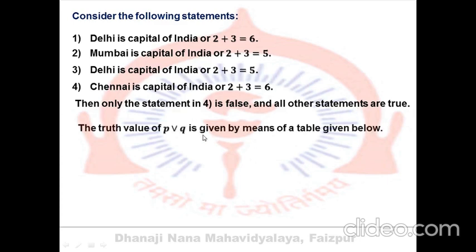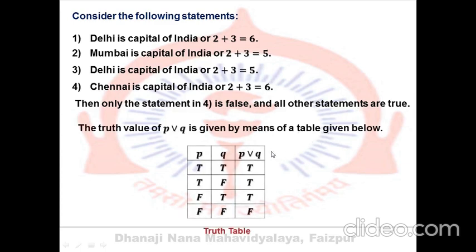The truth value of P or Q is given by means of the table given below. So this is nothing but the truth table for the disjunction of two statements P and Q. Whenever P is true and Q is true, then P or Q is true. Whenever P is true and Q is false, then P or Q is true. Whenever P is false and Q is true, then P or Q is true. Whenever P is false and Q is false, then P or Q is false.